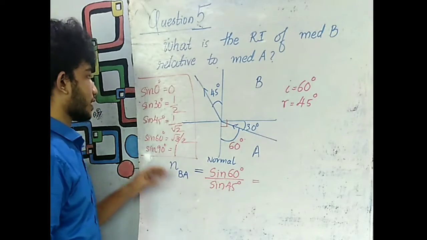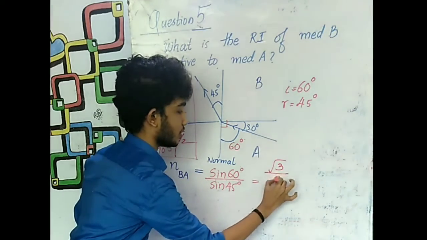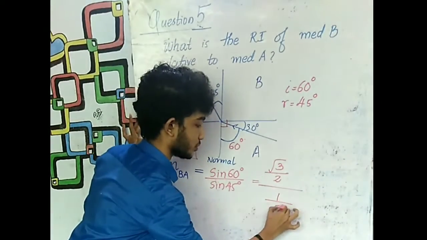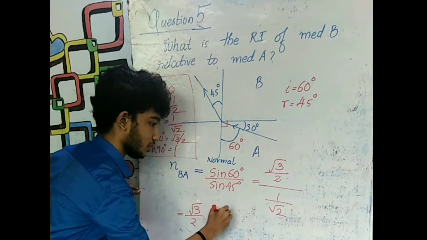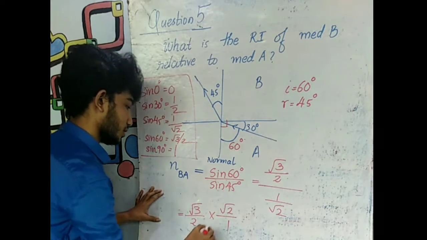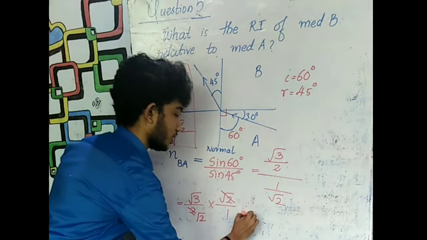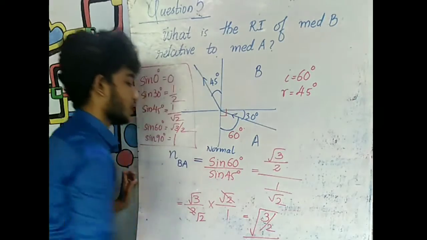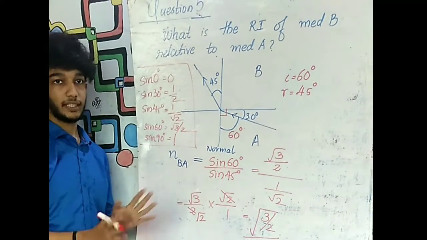So take the values. Sine 60 degrees is root 3 by 2, divided by sine 45 degrees, 1 by root 2, which is equal to root 3 by 2 into root 2 by 1. So root 2 and 2 cancel. You can answer root 3 by root 2. Therefore, the refractive index will be root 3 by root 2. This will be the refractive index of medium B with respect to medium A.